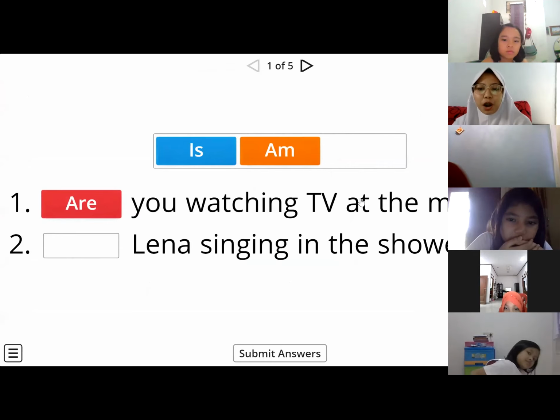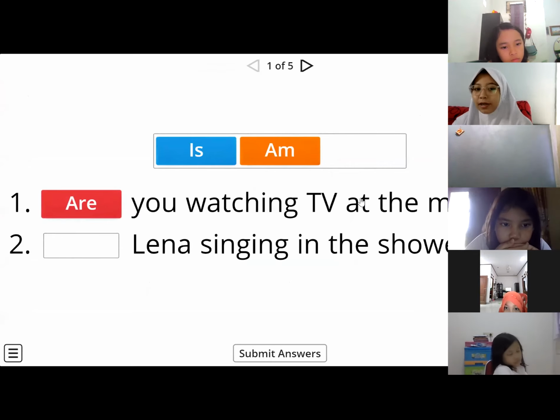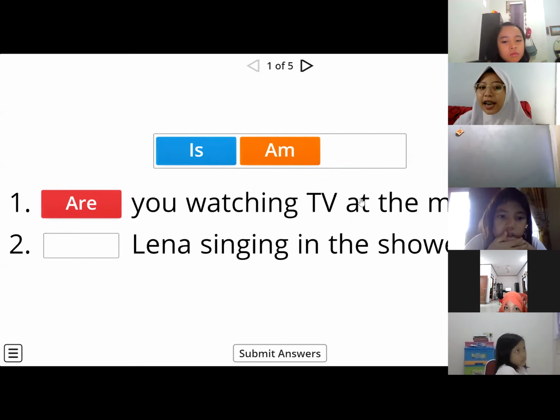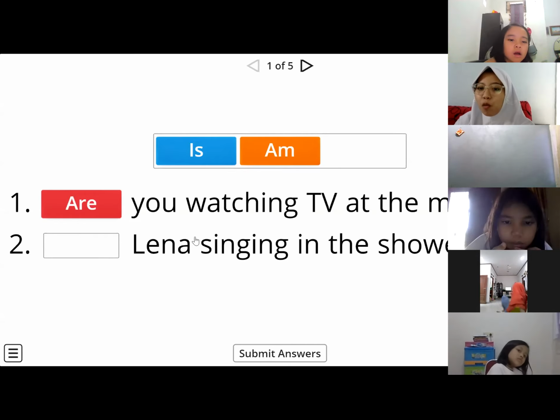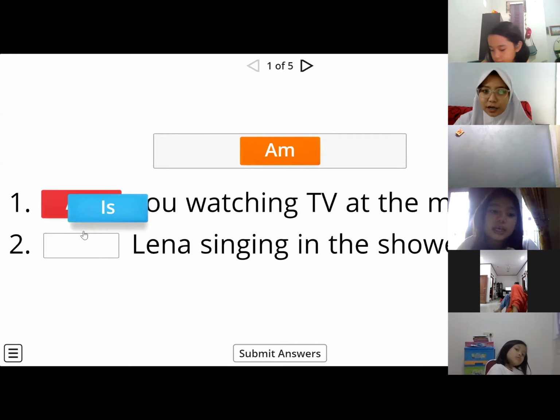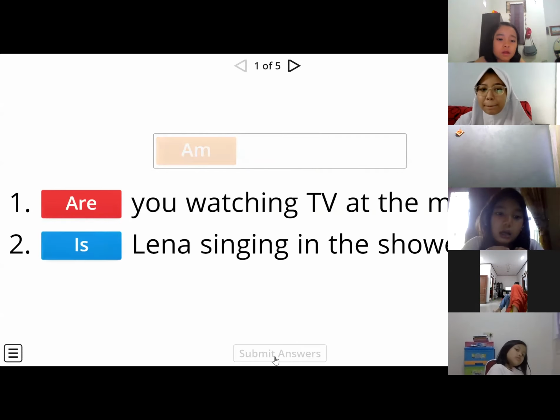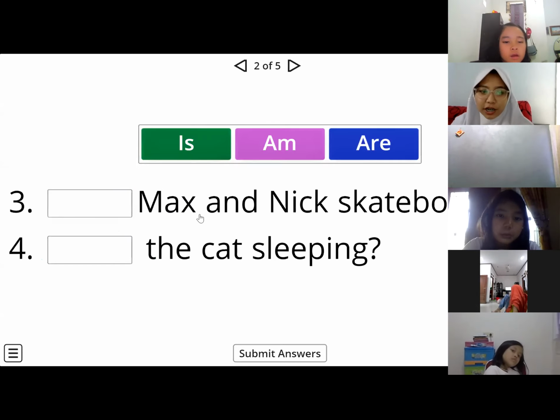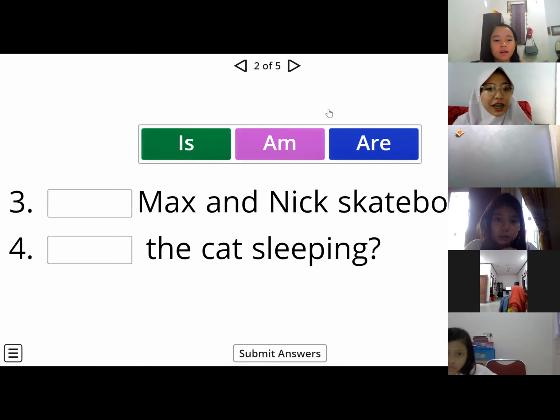Lena is singing in the shower now. Lena is, this is someone, guys. Is. Okay, let's see. Good job. This is how to ask. For example, I want to ask, is Mora singing now? No, she isn't.